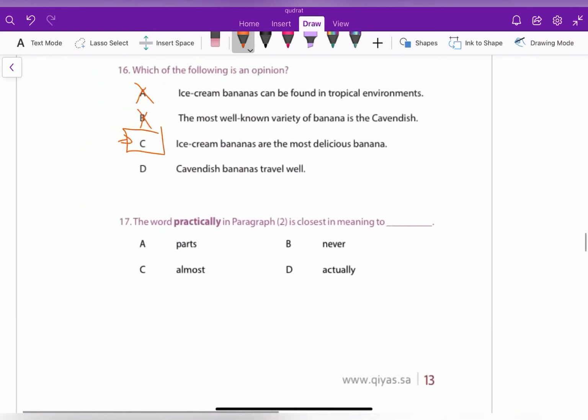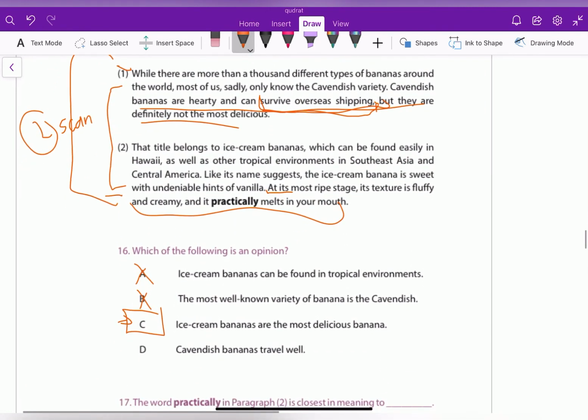Let's move on to 17. The word "practically" in paragraph 2 is closest in meaning to... Okay, so let's look back. We're going back to scan.